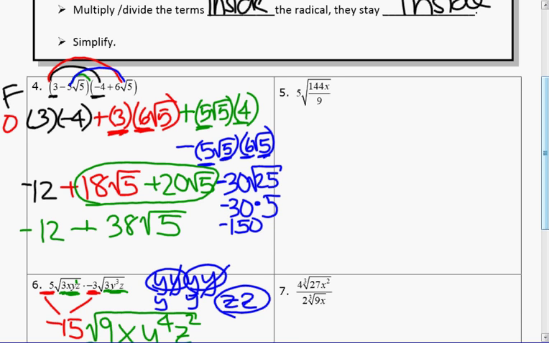And we have this negative 12. Are we finished? The right answer should be no. We still have this number and this number hanging out. So negative 12 and a negative 150 turns into negative 162. And that is not a like term with 38 square root of 5, so we're just going to bring that guy down for the ride. And then our final answer is that negative 162. Negative 162 plus 38 square root of 5.